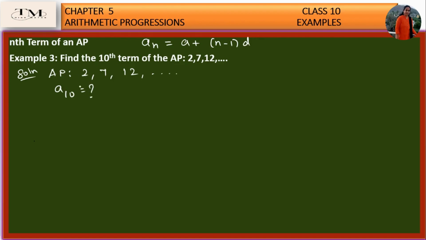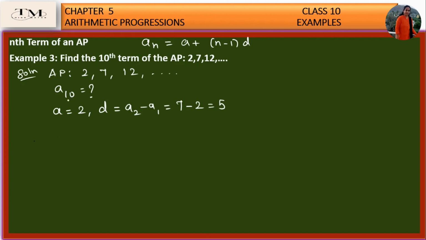What is given here? The first term, a, is equal to 2, and d is the common difference. It is nothing but the second term minus the first term, or the third term minus the second term. So we can take A2 minus A1 for all these APs. A2 is 7 minus 2, which is 5.